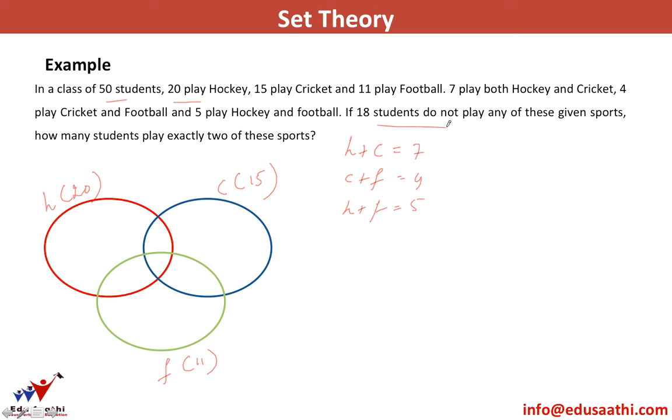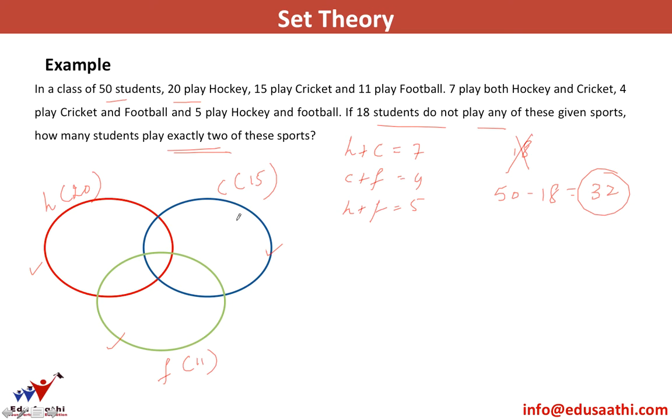If 18 students do not play any of these given sports, how many students play exactly two of these sports? So now I have 18 students who do not play any sport. So if I add the number of elements in all these three circles, that should come out to be 50 minus 18 is equal to 32, because 32 is the number of the people who've opted for something, and these sets are for people who've opted playing any sport.